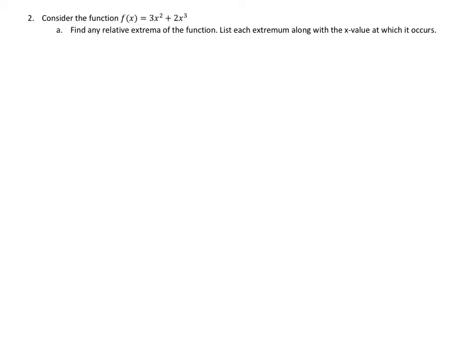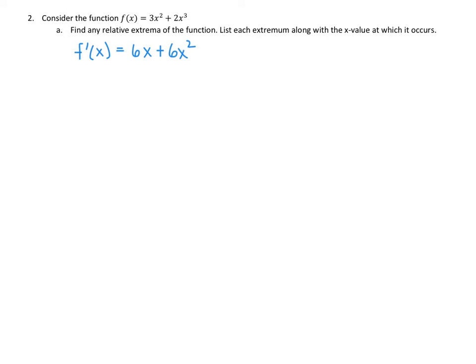Let's do another example of finding relative extrema. So to find the relative extrema, we begin by taking the first derivative, f prime of x. So taking the derivative of that function, we have 6x plus 6x squared. To find the critical values, we need to find the x values for which the derivative does not exist, or where the derivative is 0.